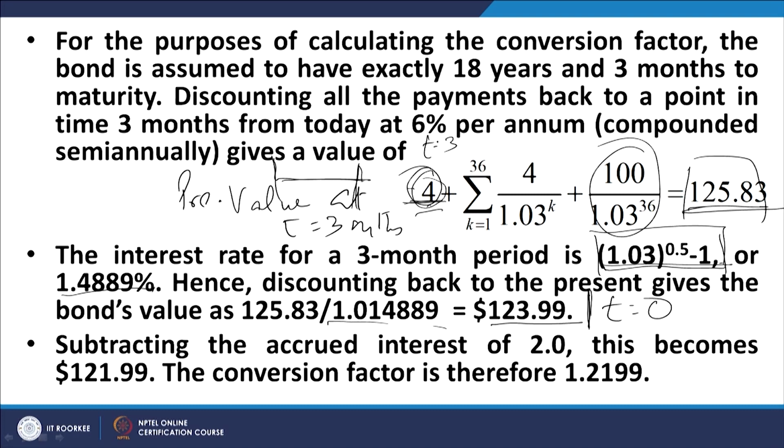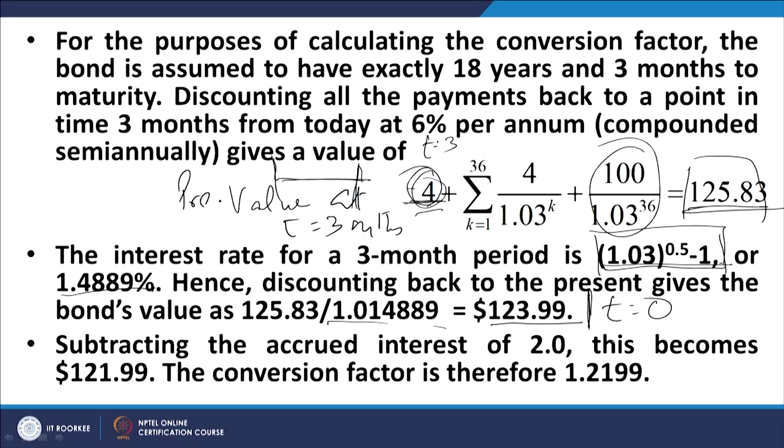We are doing the computation at t equal to 0. That means the figure that we have arrived at includes accrued interest for the period from t equal to -3 months to t equal to 0, which is nothing but $2. So, $2 have to be deducted from this to arrive at the actual worth of this bond at the point t equal to 0, which is 121.99. You divide it by the face value and you arrive at 1.2199, which is the conversion factor in this case. So, the rest of it is relatively simple.